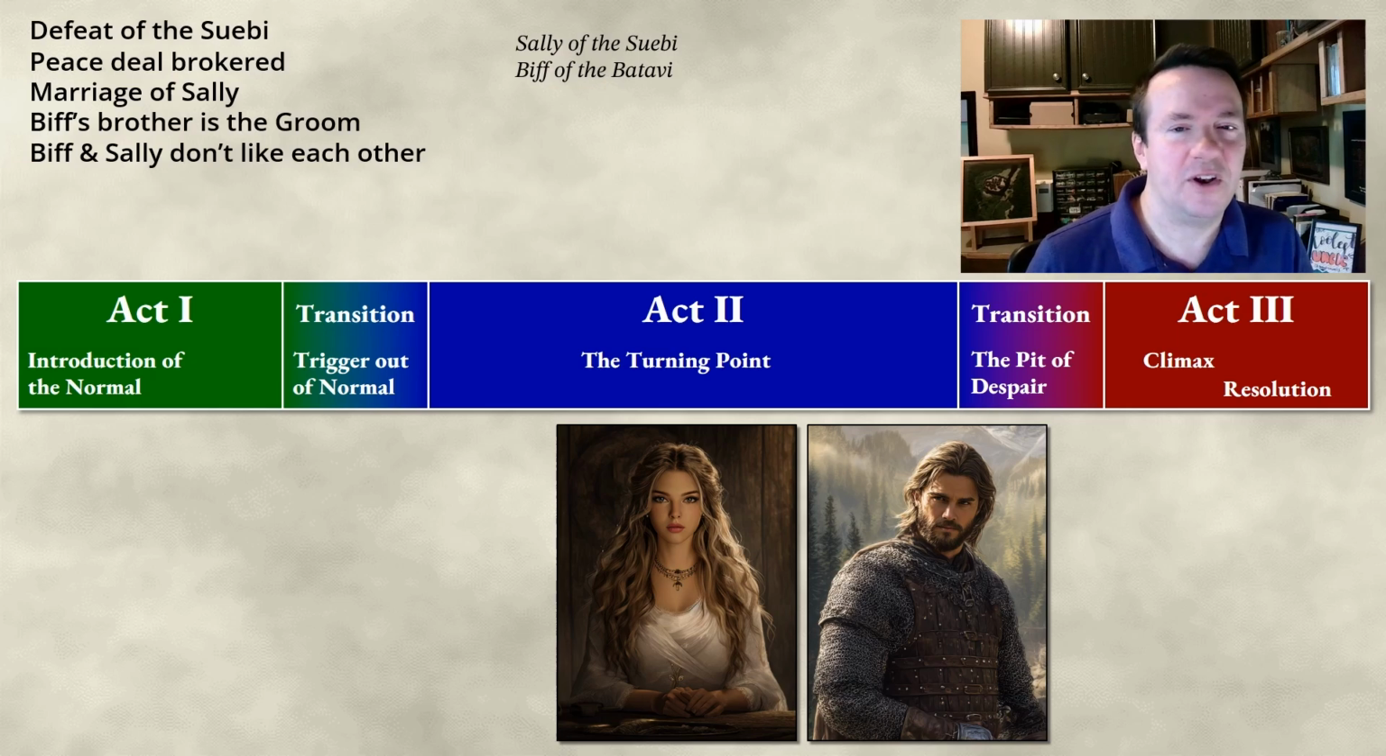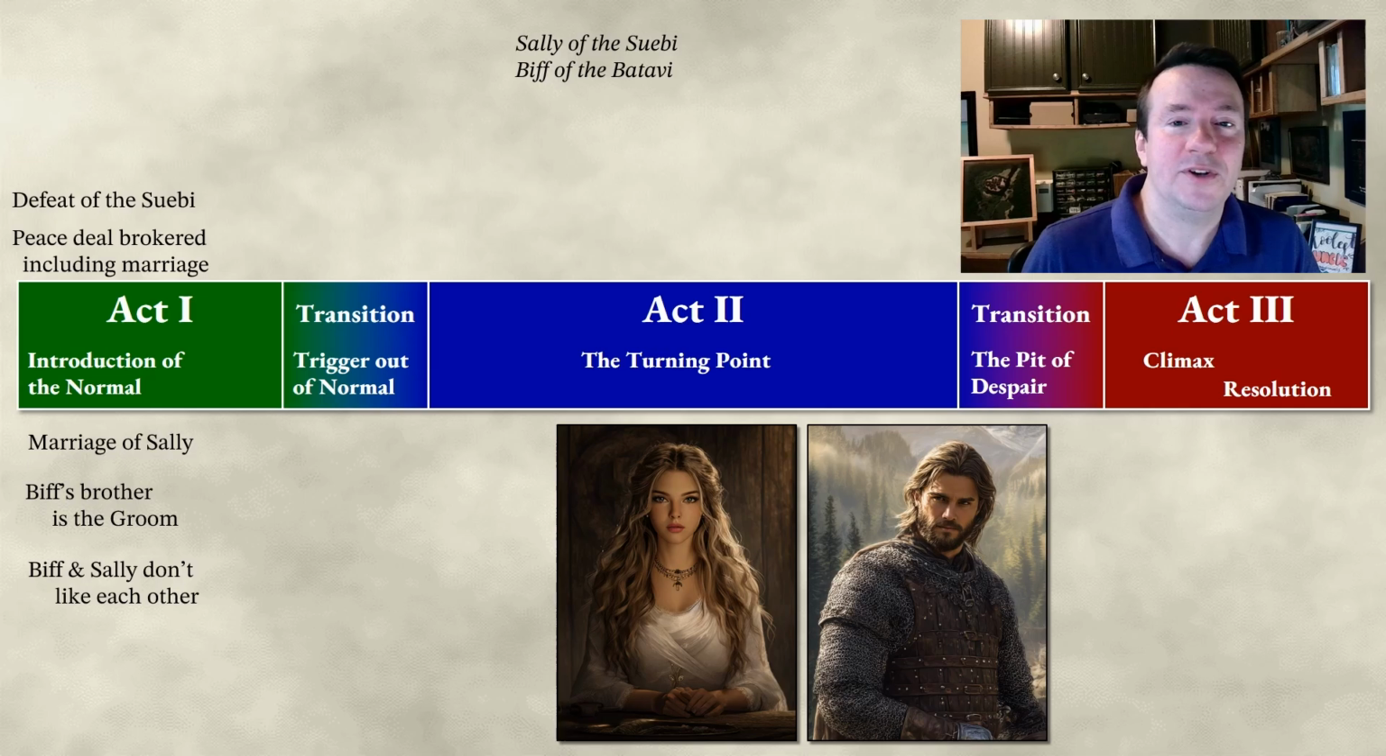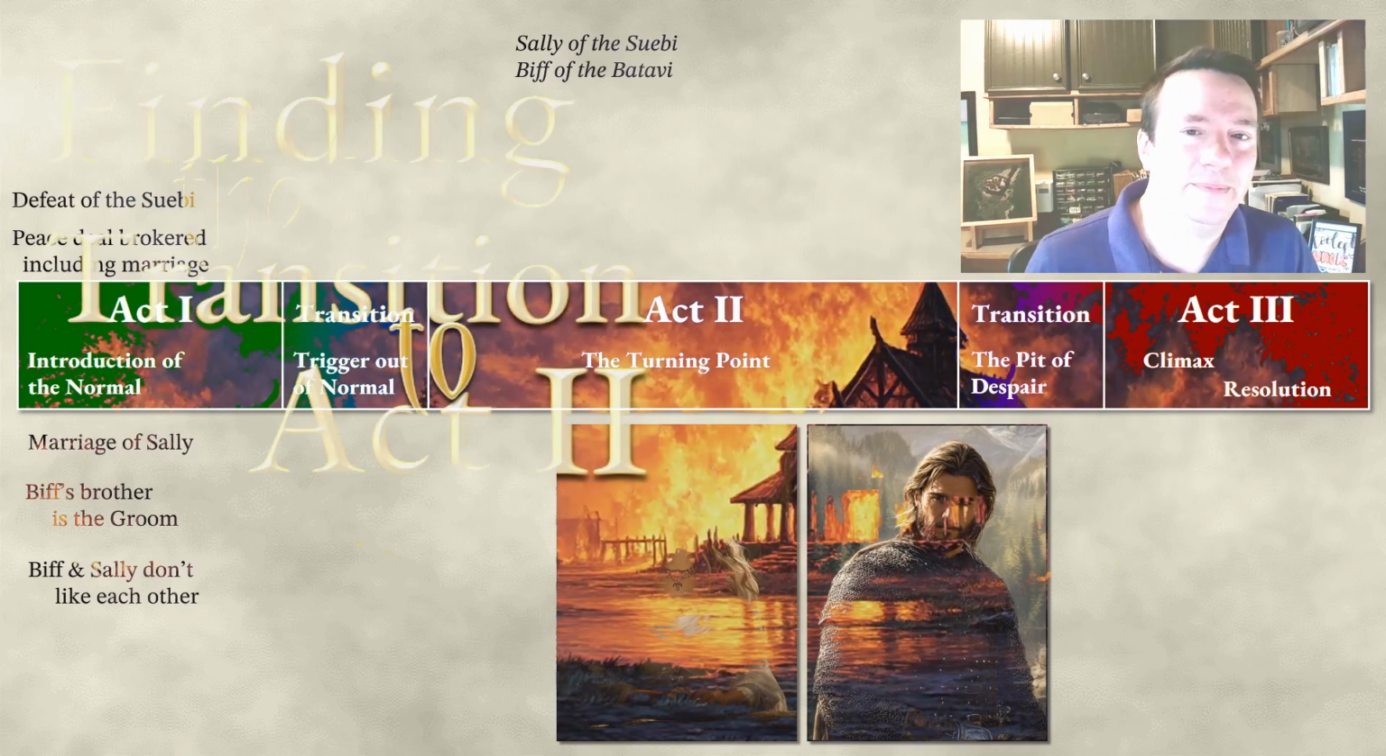So for now, I'm just going to note these down at the very front of my 3-act chart. Now, one thing I am confident of is that the marriage between Sally and Biff's older brother should be in the story. So with that in mind, I'm going to note that down in Act 1.